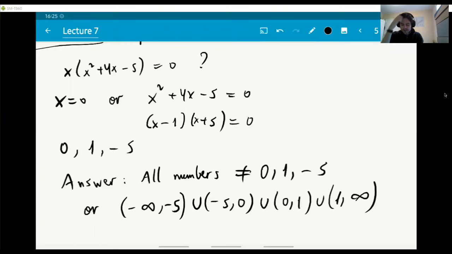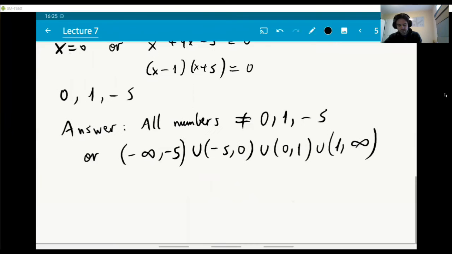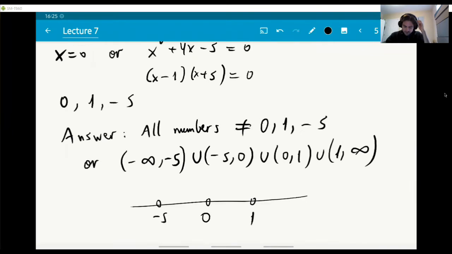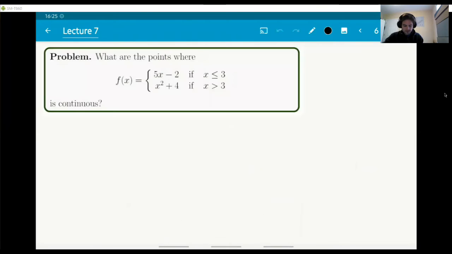So if you take the real line and remove 3 points, minus 5, 1, and 0, then you have a union of 4 intervals. 1 and 0 in this order. Now this is right. Yeah, so this is how you could write the solution in interval notation.